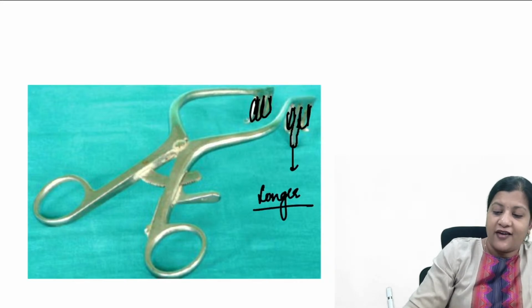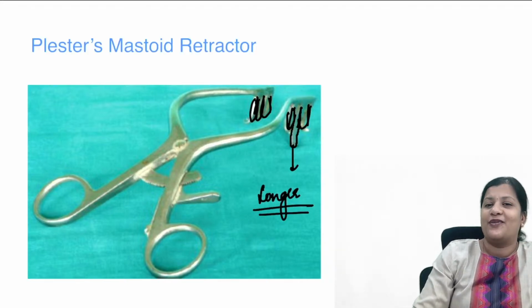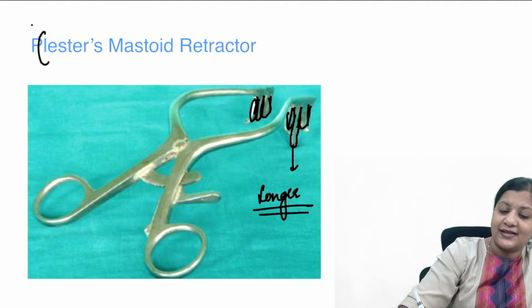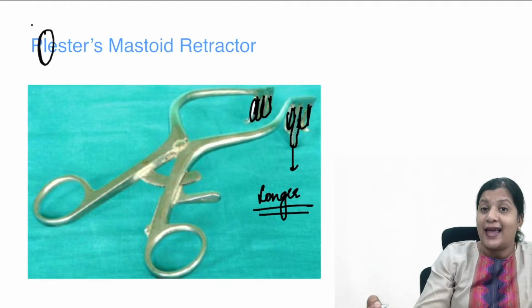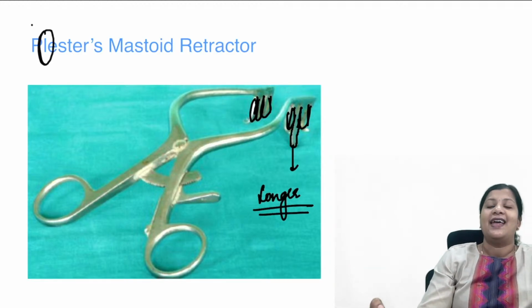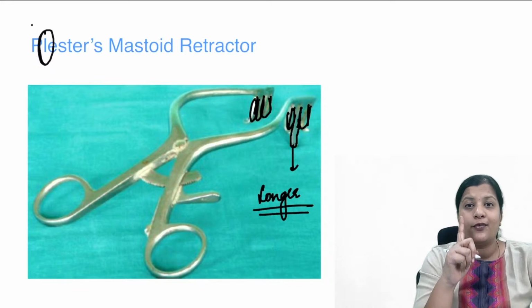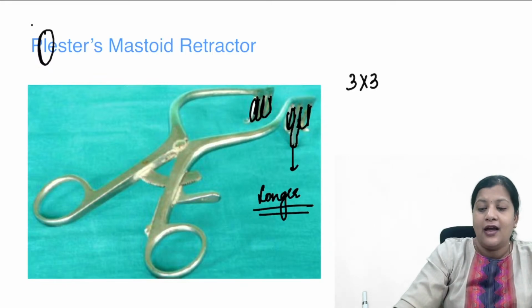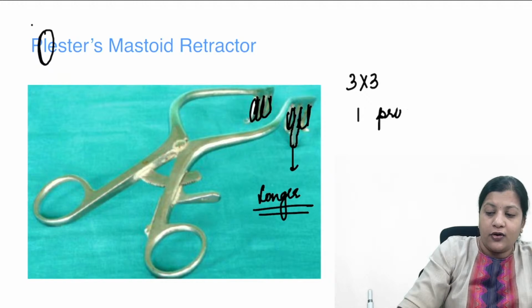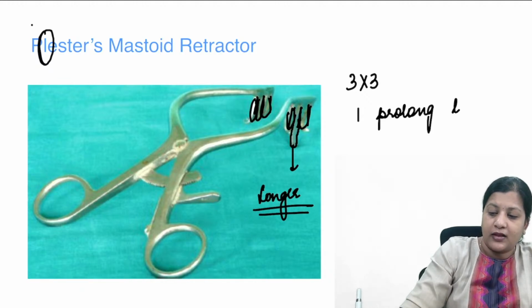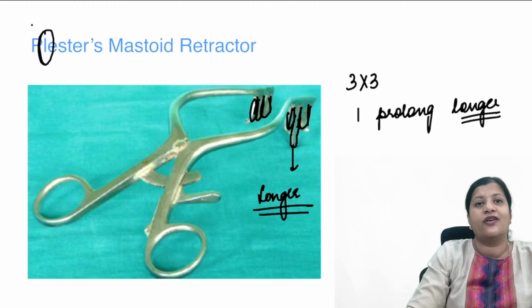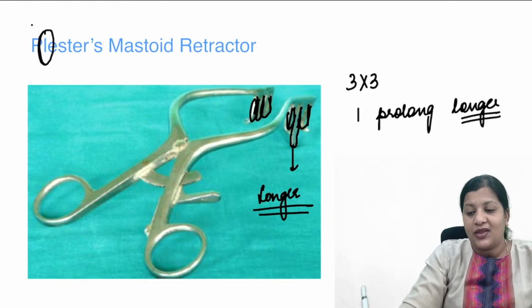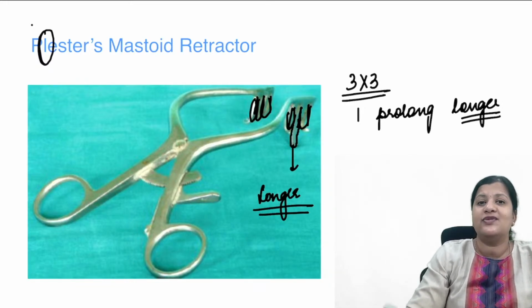When you have a longer prong, what will you call it as? You will call it Plester's. Plester has L. So Plester's retractor is a retractor which has one prong which is longer than the others. So it is the same 3 by 3 but one prong longer. This is how you remember it: if one prong is longer, then it is Plester's. Same 3 by 3 equal, then it is Mollison's.